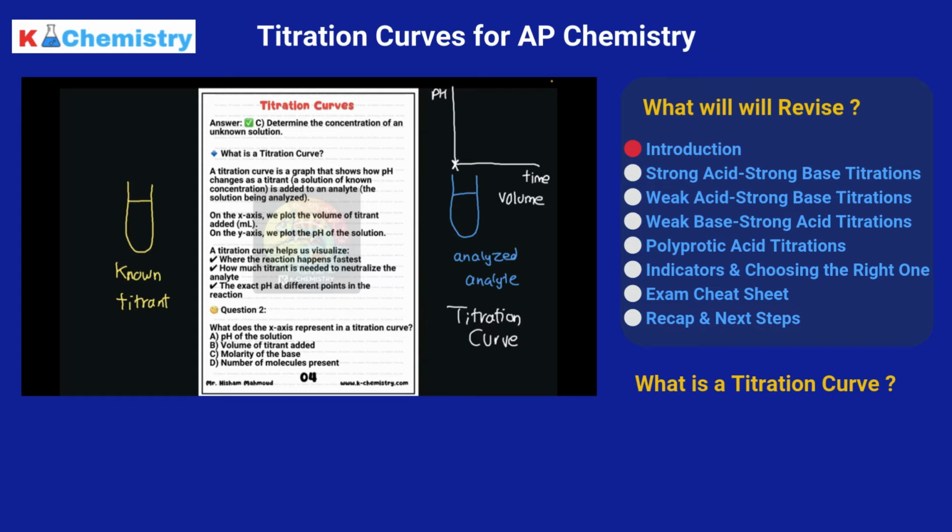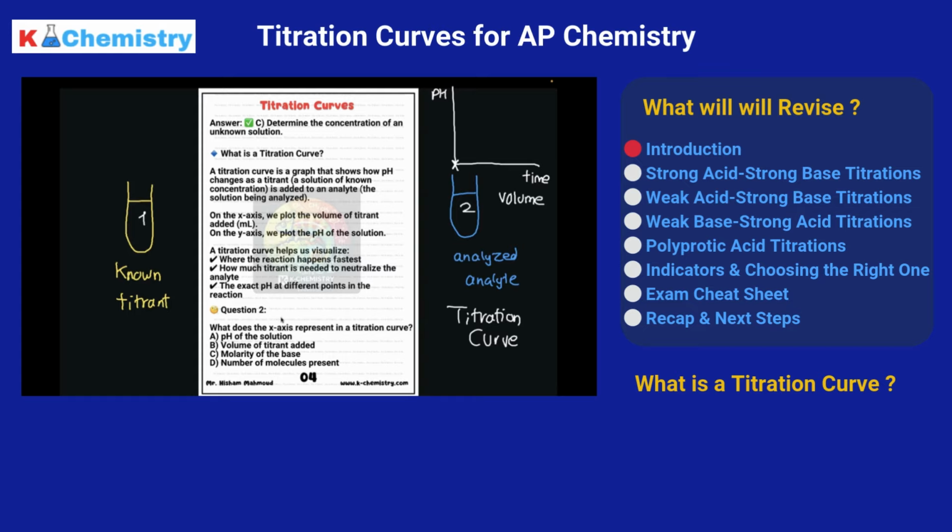And on the y-axis, I'm going to put the pH of the solution that's formed by putting number 1 on number 2. This is going to help me visualize where the reaction is happening fastest, how much titrant is needed to know where to stop, and the pH difference. So what was the pH at the beginning and at the end, and like that.